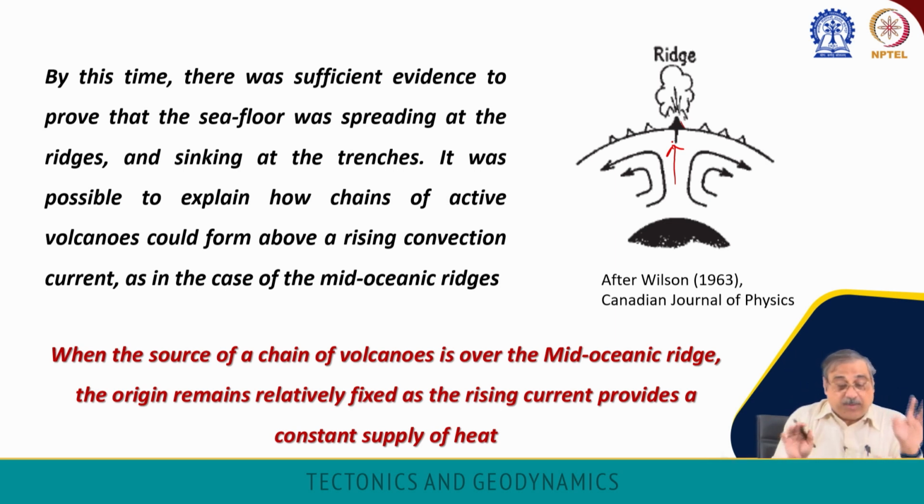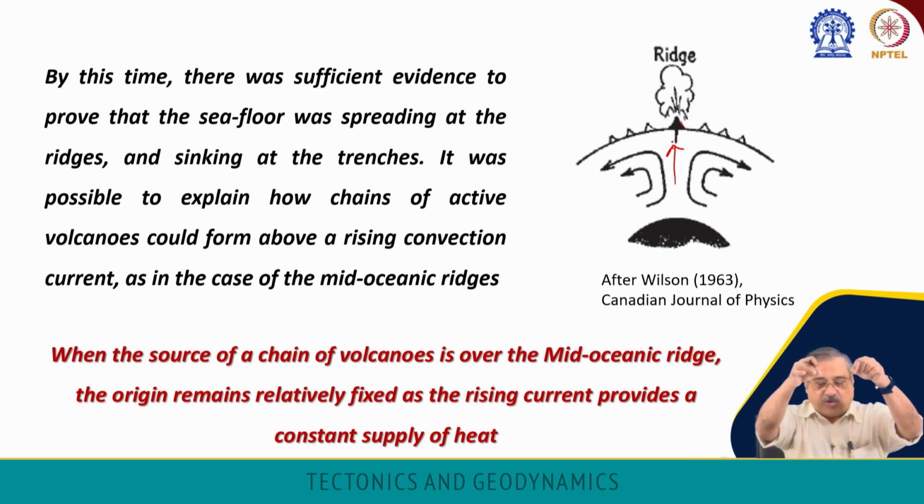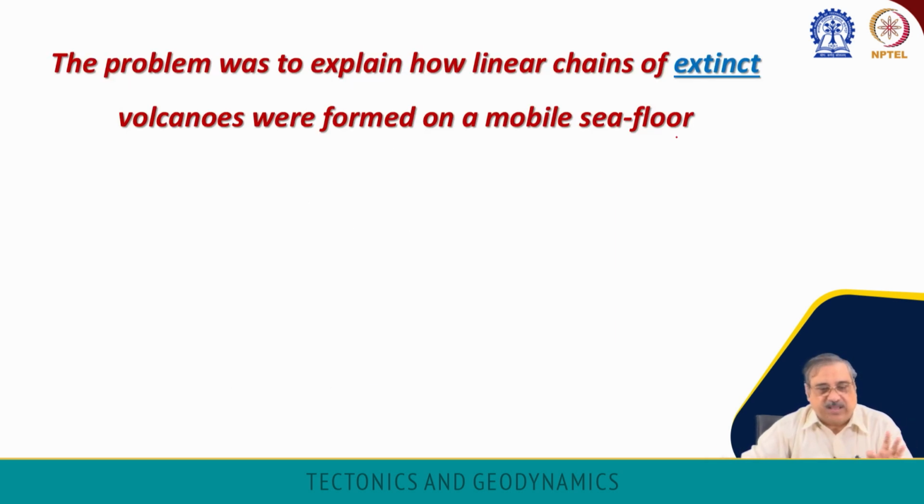When this chain is above the mid-oceanic ridge, the ridge would be fixed with respect to the origin of it. So, wherever the rising current is, you will get a volcano on top. So, there would be a constant supply of heat and you would get constant volcanism. This was understandable, we could explain this.